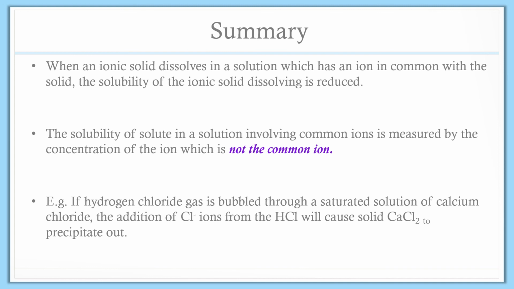So for example, if hydrogen chloride is bubbled through a saturated solution of calcium chloride, the addition of chloride ions from this hydrogen chloride will cause solid calcium chloride to precipitate out. Because the chloride ions are going in, the calcium chloride becomes less soluble. The common ion, the chloride between the two, decreases the solubility of the calcium that is associated with the chloride. Thank you very much.